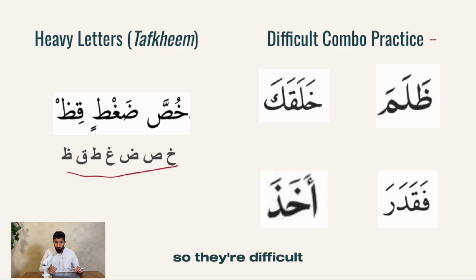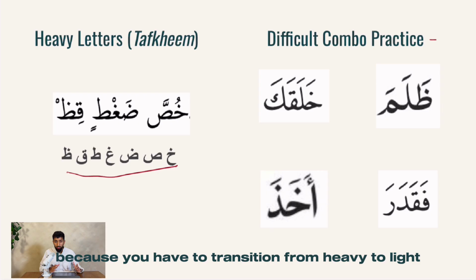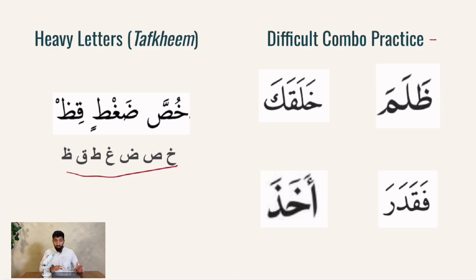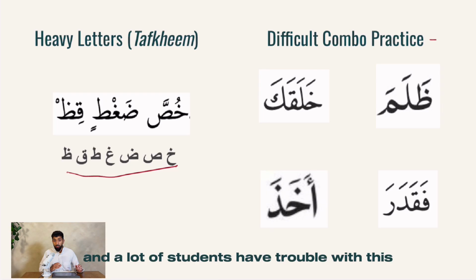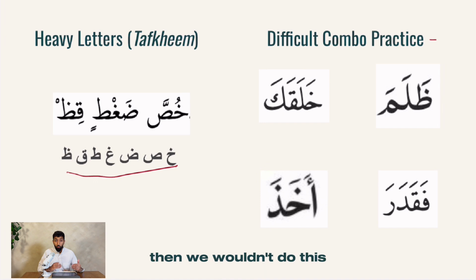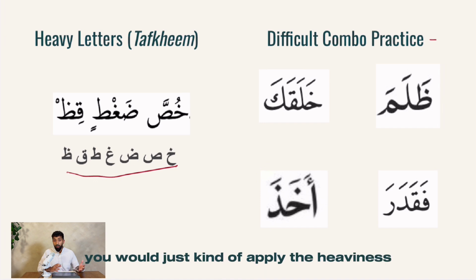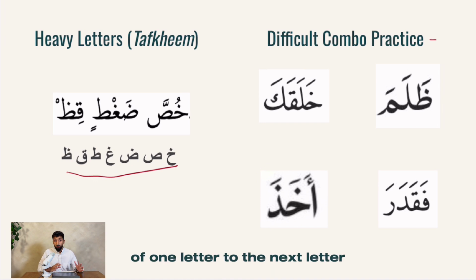They're difficult because you have to transition from heavy to light, back to heavy, or back to light, and that's what makes it kind of a linguistic acrobatics, if you will. A lot of students have trouble with this because they're not used to it. In normal Arabic speech, if we weren't reading the Quran, we wouldn't do this. You would just apply the heaviness of one letter to the next letter depending on the positioning.